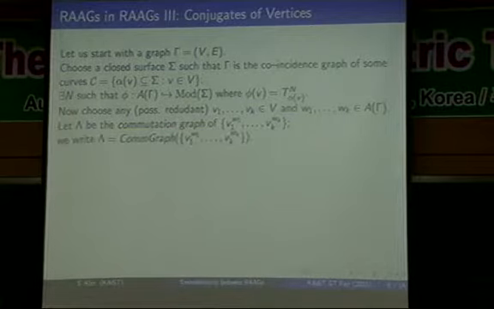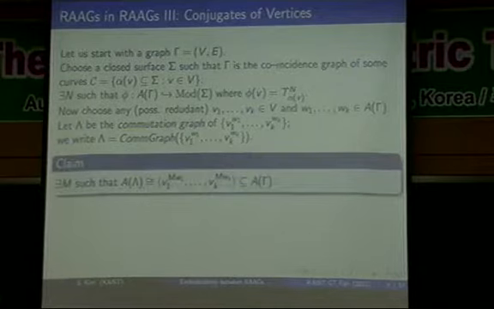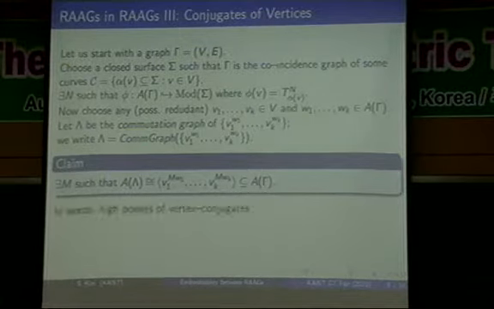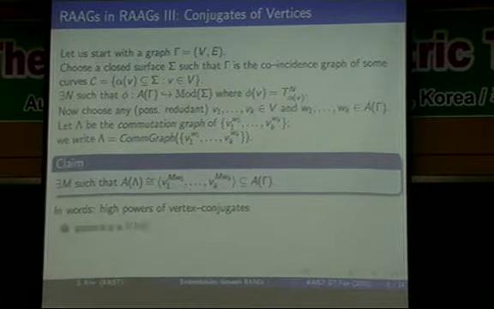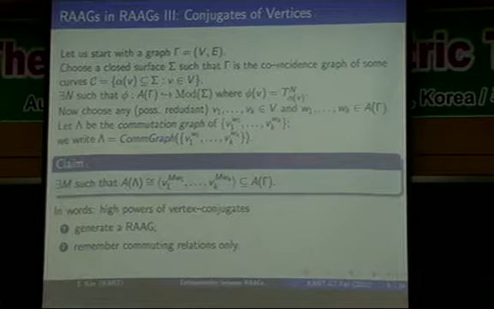And the claim is that, given the commutation graph, say com graph, if you raise them to sufficiently large powers, they will generate a Widen-Artin group. This is more or less quite clear from the previous result. Basically, high powers of vertex conjugates generate a Widen-Artin group, and they will generate relations, just like the twist. I'll explain why that is true.